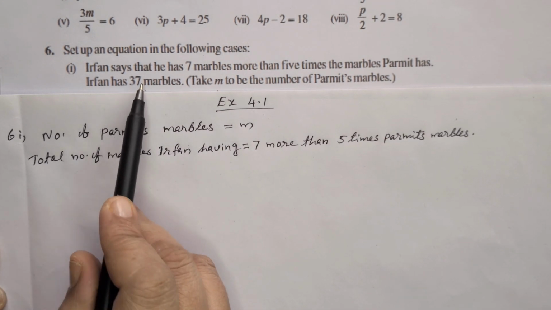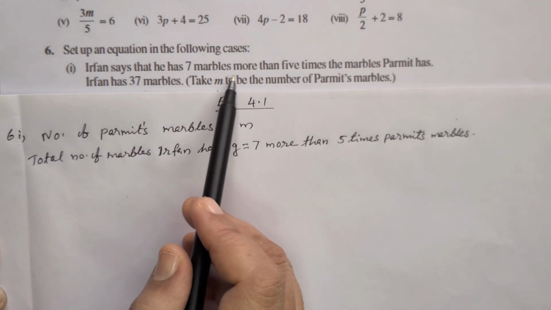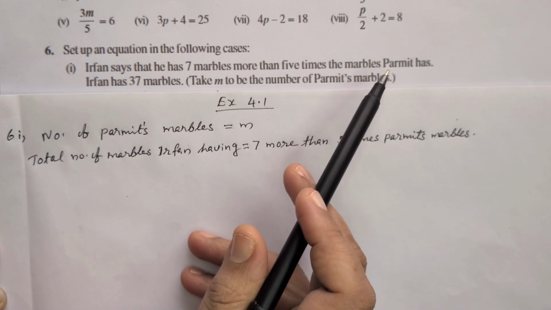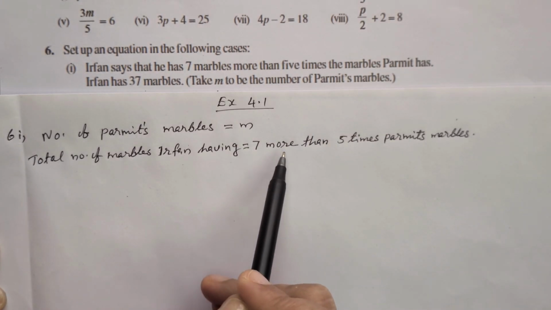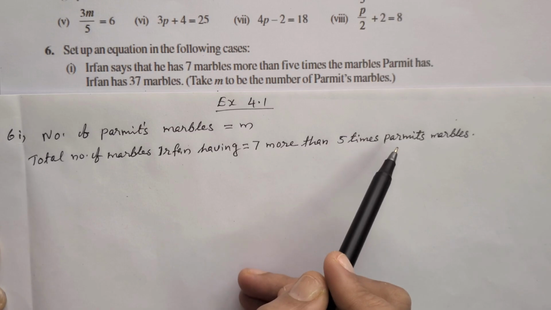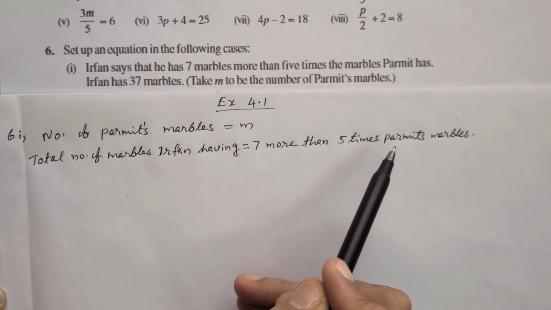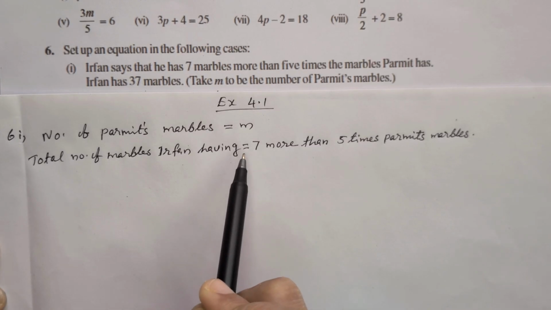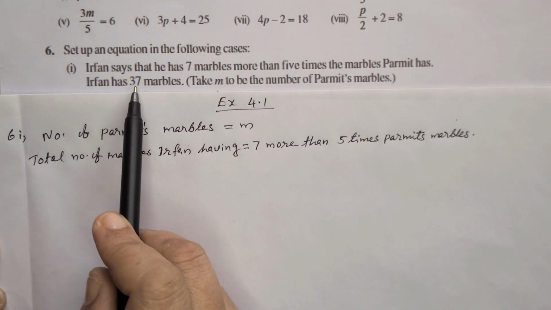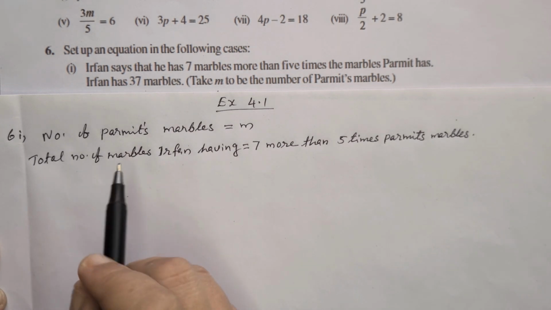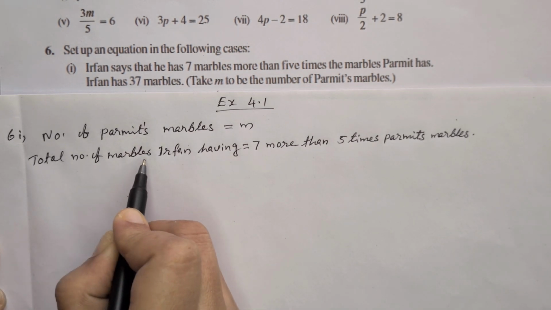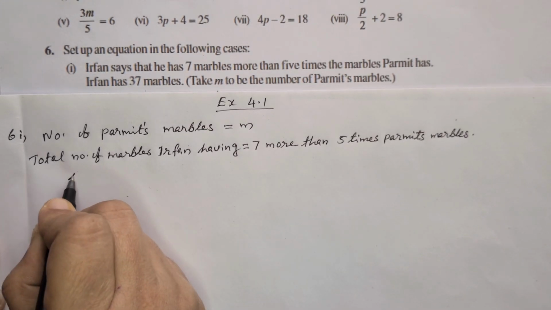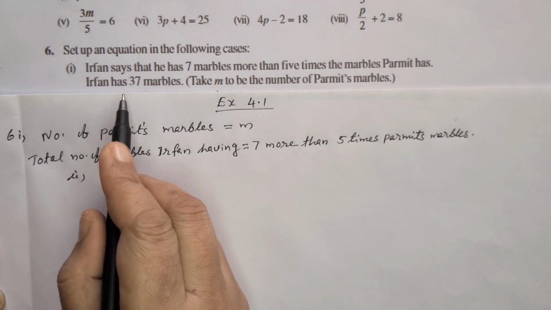And total number of Irfan's marbles is equal to, here it's given 7 marbles more than 5 times what Parmit has. So we can write 7 more than 5 times Parmit's marbles. 5 times Parmit's marbles plus 7 more, that much marbles with Irfan. But here it's given Irfan has 37 marbles. So total number of marbles Irfan has is equal to 7 more than 5 times Parmit's marbles. That means total number he has is 37.